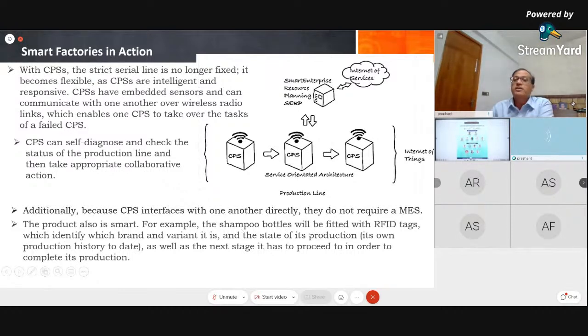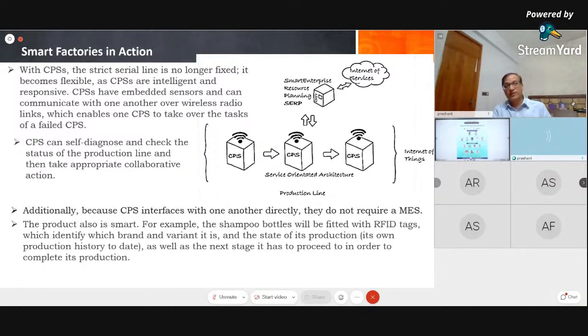So the shampoo bottles will be fitted with the RFID tags to identify which brand and variant it is, and then it goes to the production line. I mean, the controller sitting there, SCRP, decides on what to do next. So it's like using Industry 4.0 concepts.